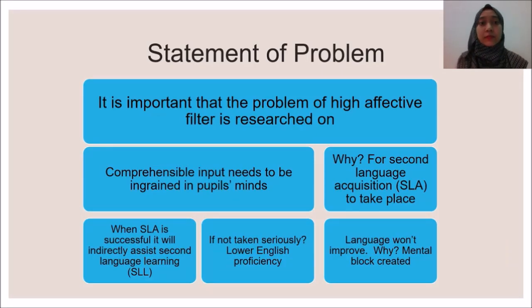So this is my statement of problem. Basically, it is important that the problem of high affective filter be researched. Why? Because when pupils' affective filter is high, it is hard for comprehensible input to be ingrained in the pupil's mind. And why is it important? Because it is important for second language acquisition, SLA, to take place, and when SLA is successful, it will indirectly assist second language learning in the classroom.